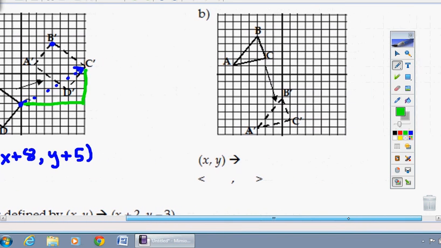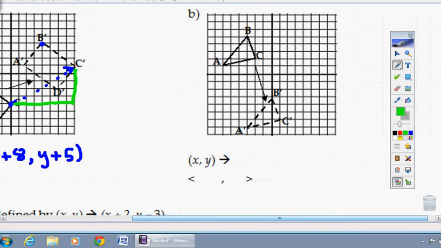Alright, let's go to this next figure over here. It wants to know how do I get from this, again this is my pre-image, we know that because this is A prime, B prime, C prime. Anytime you see a little tick mark after the letter, that means prime or new. This is our original shape, this is our new shape. So again, choose a vertex. I'm going to choose vertex A here to start. And it wants to know, how do I get from A to A prime?